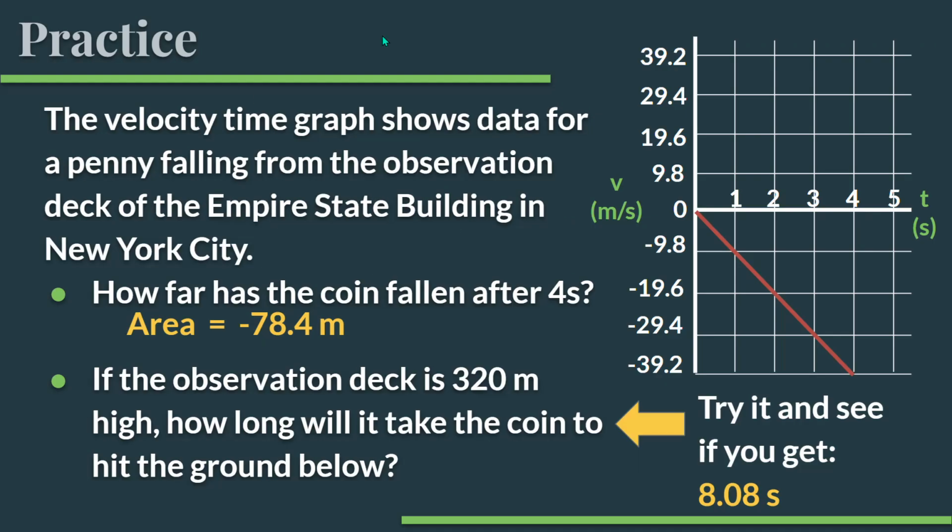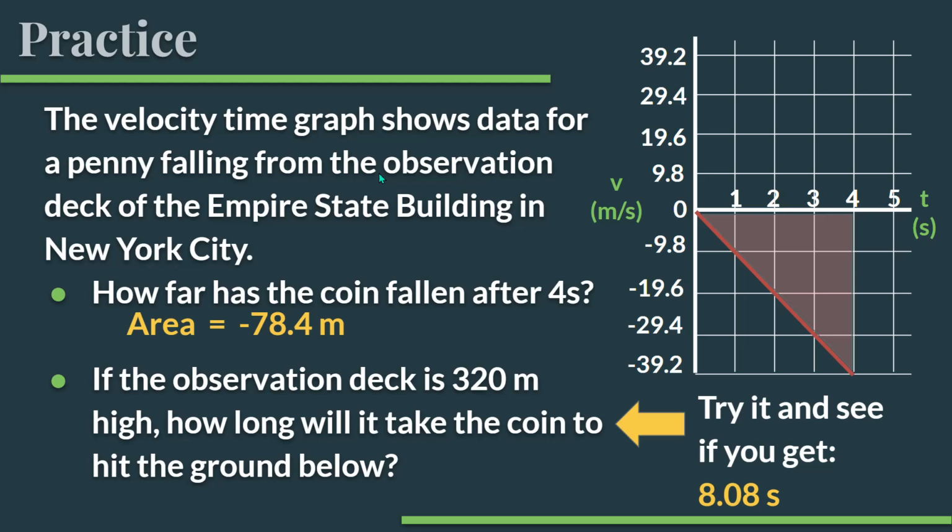All right, this one says the velocity time graph shows data for a penny falling from the observation deck of the Empire State Building in New York City. How far has the coin fallen after 4 seconds? And I already gave you the answer because it corresponds to the area of this graph. You can find the area of that triangle. It will be negative 78.4 meters, and that would be how far it has fallen after that amount of time. Okay, again, if you have a VT graph, area is displacement, and it's always the area under your line, which under in this case means between the x-axis and that line. Okay, so this triangle here.